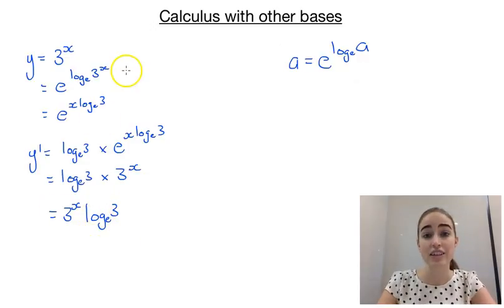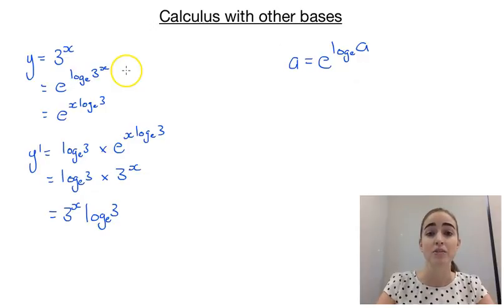So that's an introduction to calculus with other bases. We always need to manipulate it back into base e.